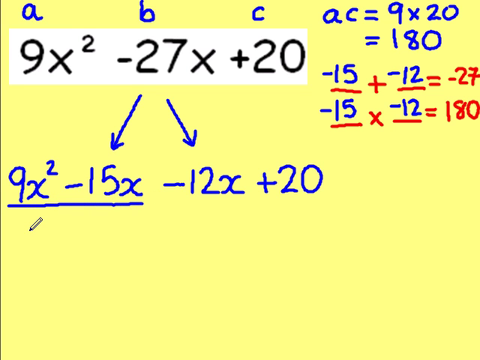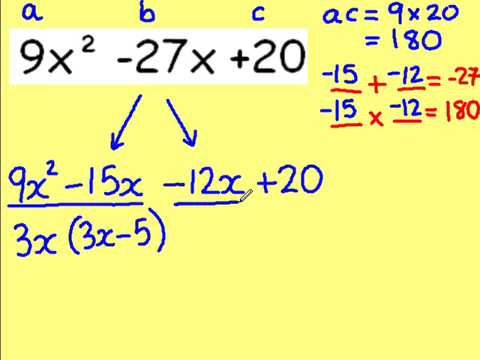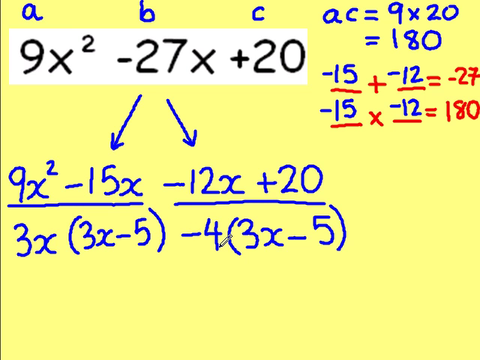So the first terms factorised will be 3x multiplied by 3x minus 5, and if I've done this correctly, this will become a repeated factor. So again, I'll have a 3x minus 5, and the only way I'll get minus 12x plus 20 is if I multiply that whole bracket by minus 4.